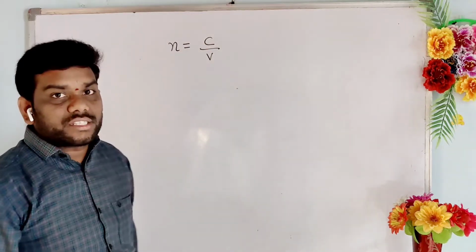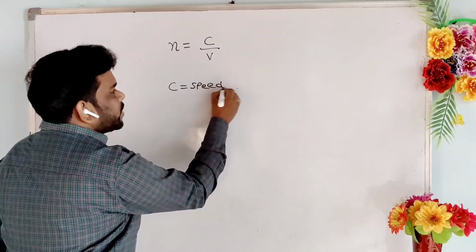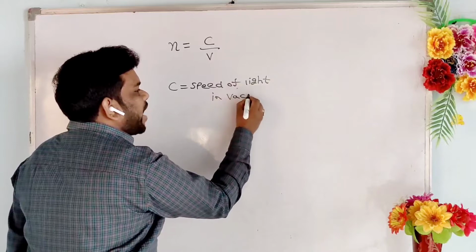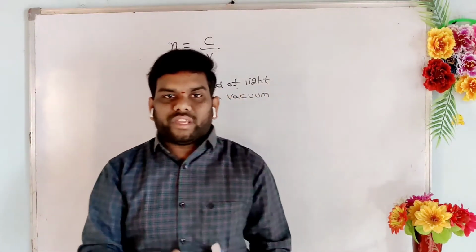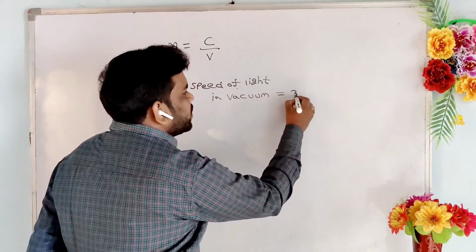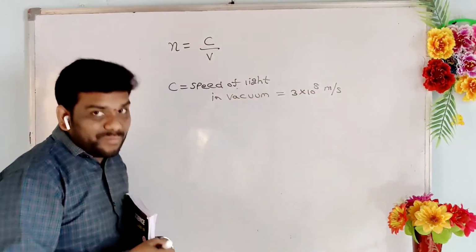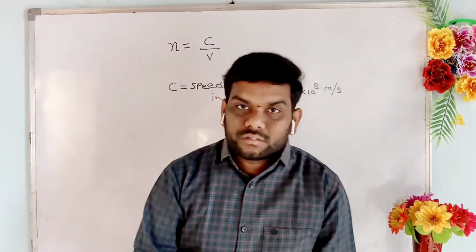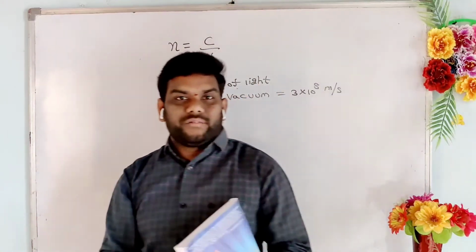What is C? Speed of light in vacuum. Its value is 3 into 10 to the power of 8 meter per second. It is very important. What is the value of speed of light in vacuum? Yes, 3 into 10 to the power of 8 meter per second.